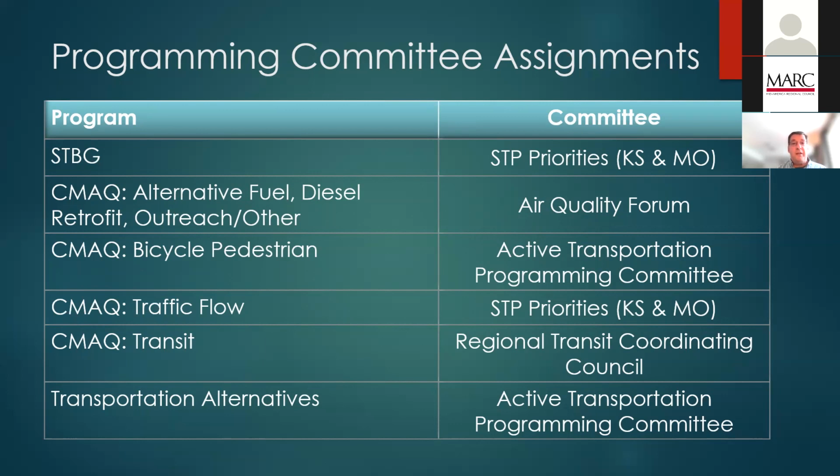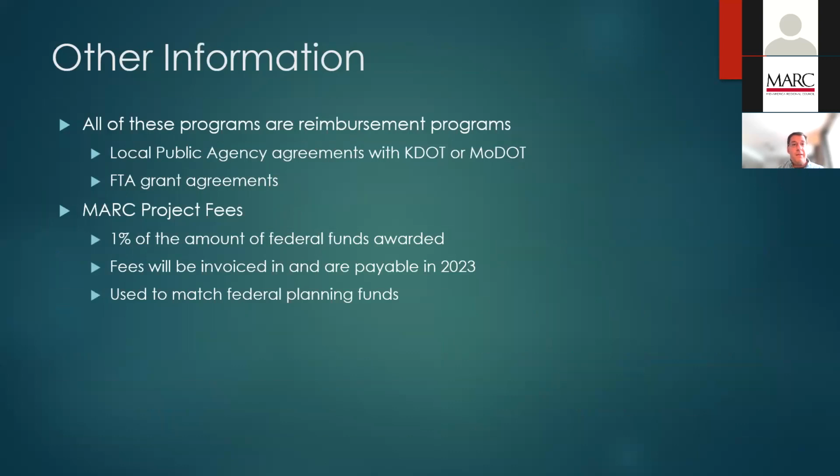Bicycle pedestrian is handled by the Active Transportation Programming Committee. Traffic flow, again, is handled by our STP priorities committees. And transit will be handled through the Regional Transit Coordinating Council. And then the last of the funding programs, the Transportation Alternatives Program, gets run through our Active Transportation Programming Committee. Next slide.